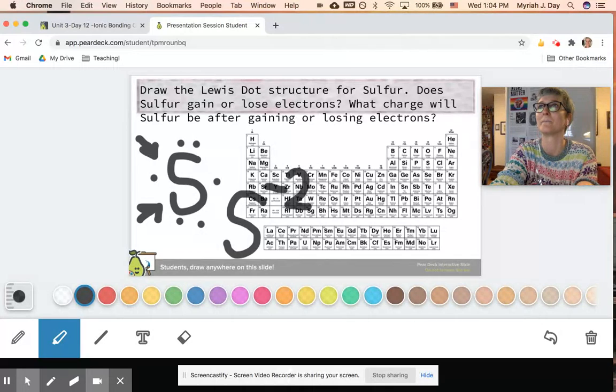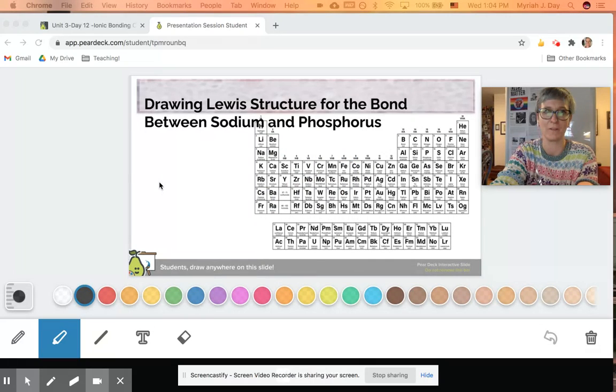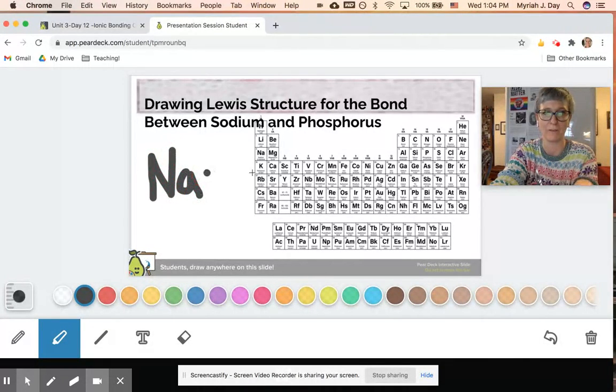And so I'm going to give you one more example. I'm going to do sodium and phosphorus. Drawing the Lewis structure for the bond between sodium and phosphorus. So I've got sodium, again, is Na. I'm going to draw in quite a few places. Phosphorus is right here in this column, looking at the periodic table. So we've got P. So P, phosphorus, it has 1, 2, 3, 4, 5.